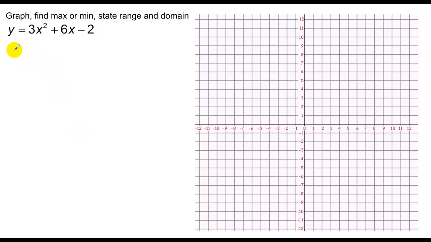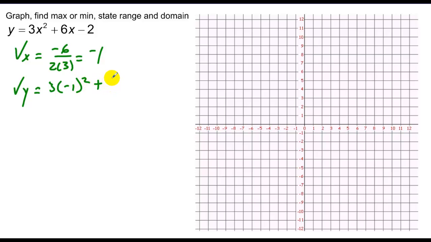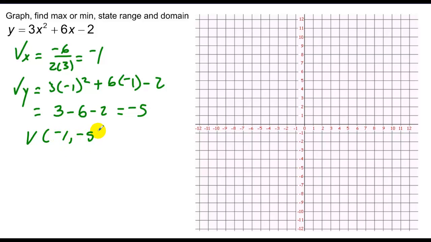Again, negative b over 2a for the x value. Negative 6 over 2 times 3 gives me negative 1. The y value is equal to 3 times negative 1 squared plus 6 times negative 1 minus 2. That's going to give us a positive 3, a negative 6, and a negative 2. We know, again, we have negative 5. Vertex isn't always going to be negative 1, negative 5. So I go to negative 1, negative 5.